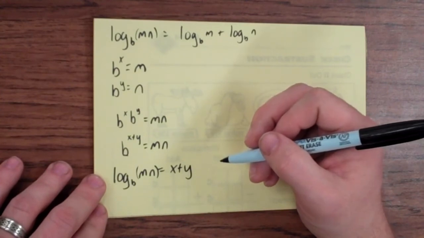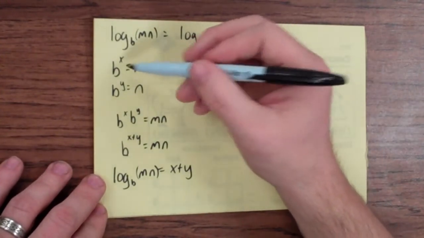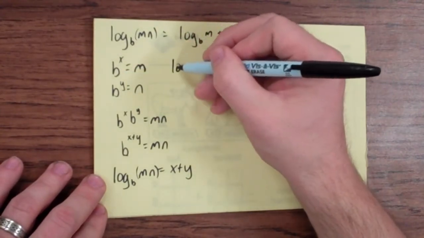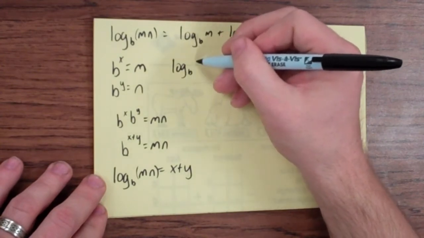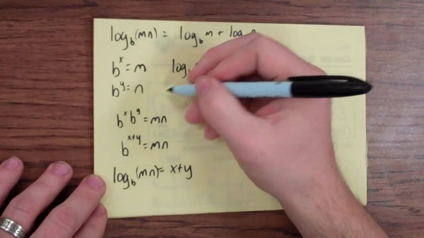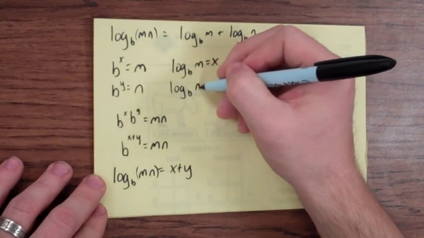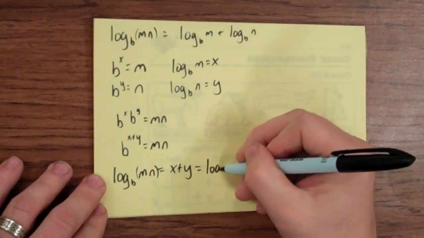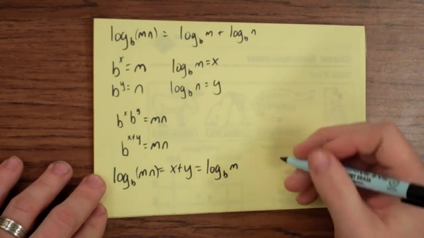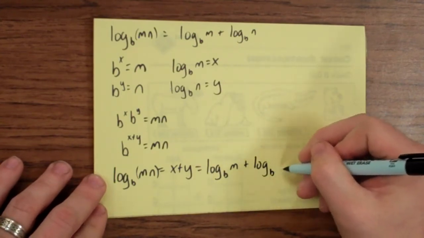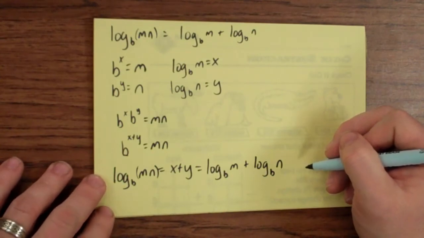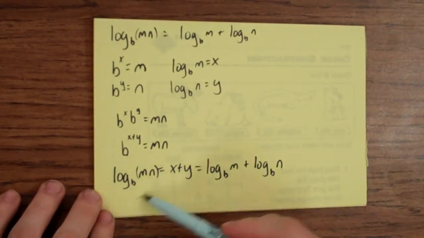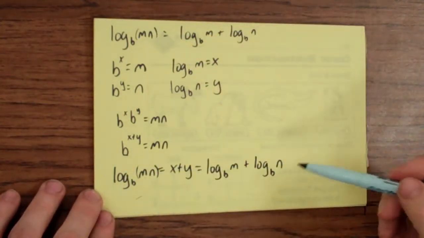Now, what are x and y? Let's find out. Let's go back up to here. Here's x. Let's find out what x is by writing this in log form. This would be log base b of m. That's x. And likewise, log base b of n, well, that's y. So this x plus y is the same as log base b of m plus log base b of n. Okay, so we've proved it. This thing up here is equal to this thing here, and that's the thing we were trying to show.